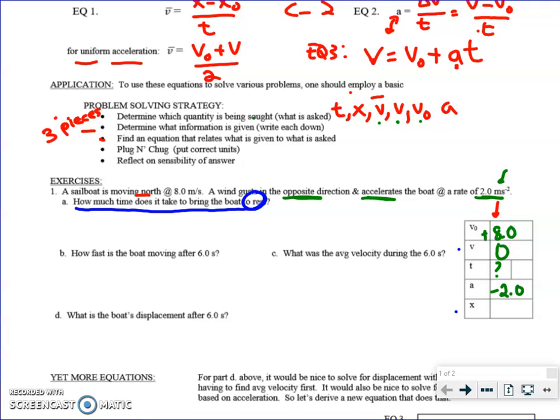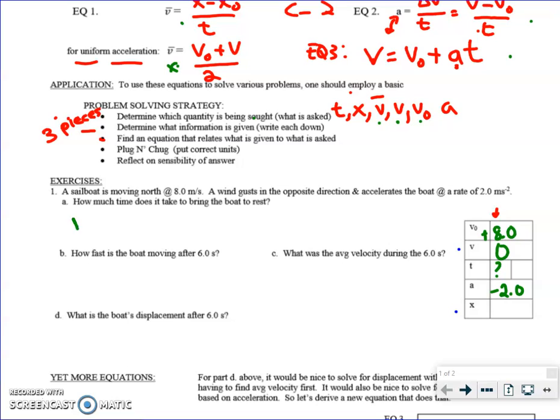I'm looking for time. What do I know? So if I go up to my equations at the top here, I have an equation here that has time in it. This one doesn't help, right? This one has time in it, and this one has time in it. So which one do I choose? I choose the one that has the information about initial speed, final speed, and acceleration. So I can use either equation 2 or 3. I'm going to use equation 3.